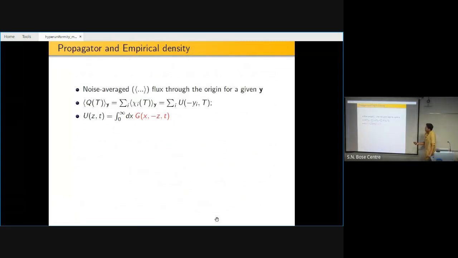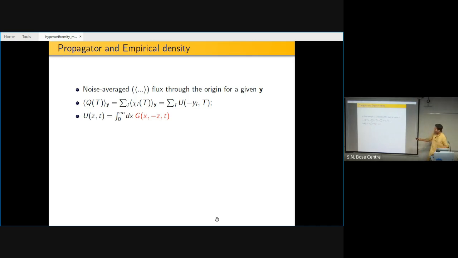So now I have two sources of randomness. One is the randomness that comes from the noise. So if I look at the noise average value of the flux, this is just averaging basically the chi i's. And what is the average? Since I have non-interacting particles, I can define the average in terms of a single particle propagator. Because this G is essentially the propagator, it tells you the probability density that if a particle starts from some point y at time t equal to 0, it has reached x at time t. So this function u is essentially the integral of the propagator.